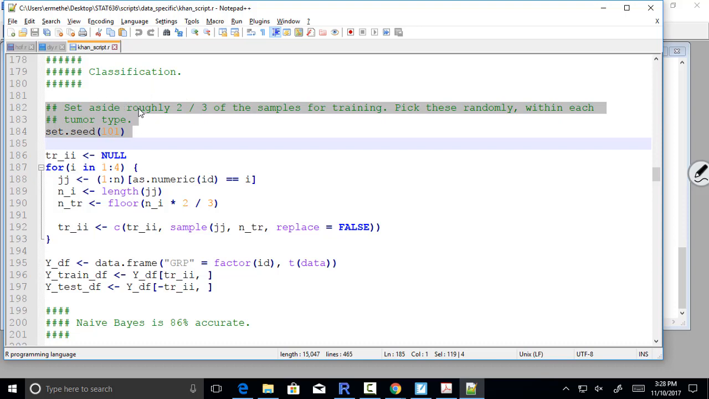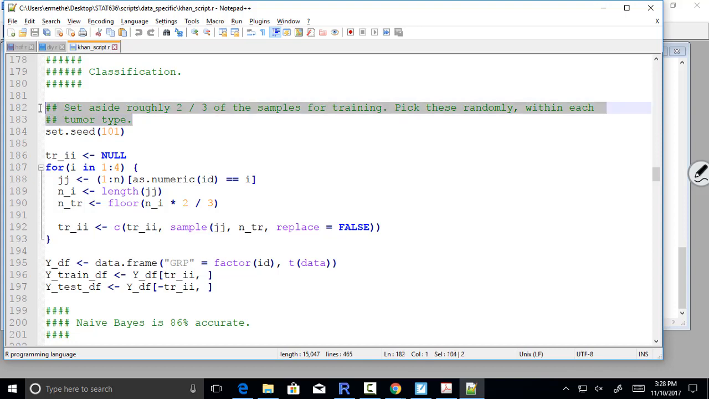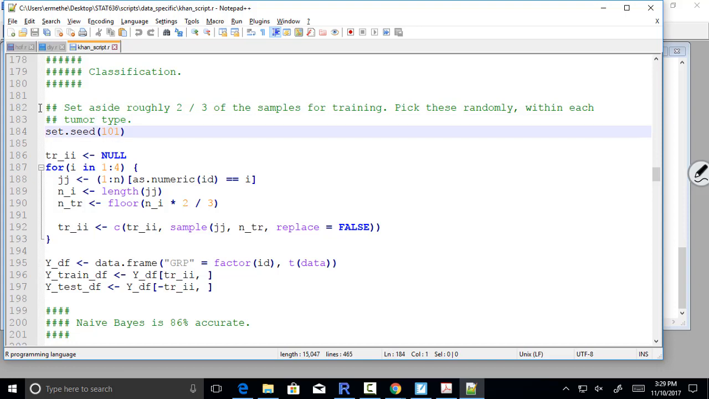So line 182 is doing that, line 182 and following. I'm going to set aside 2/3 of the samples for training. The remaining 1/3 will be only used for testing. When it comes to doing this, taking your 80-something individuals and divvying them up into training and testing, the best practice is to do that randomly. As in, don't just take the first 2/3 in your training set as training and the last 1/3 as testing.